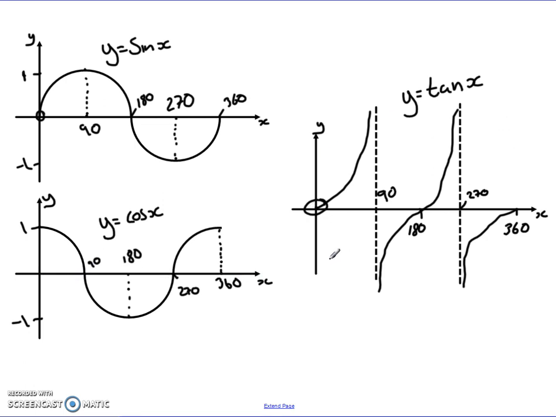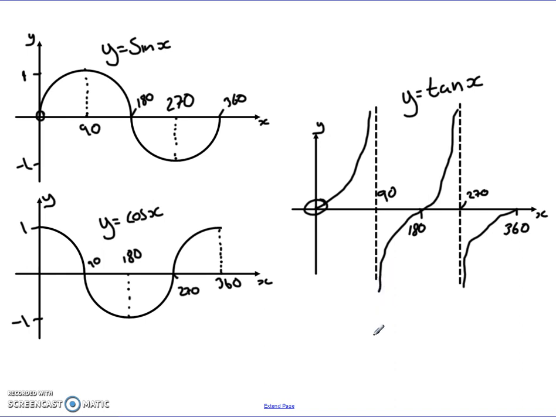Then we've got y equals tan x. Tan x is a graph that looks like this. It shoots off up towards infinity below 90 degrees, but then at 90 degrees we've got a discontinuity. Tan never reaches a value at 90 degrees. We'll talk about that in just a second.